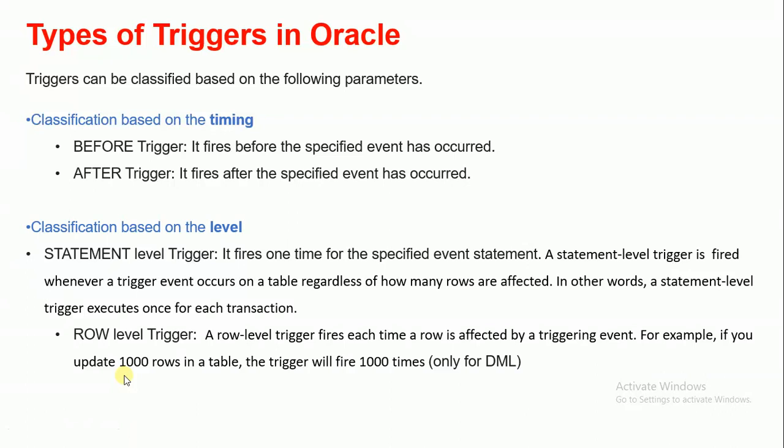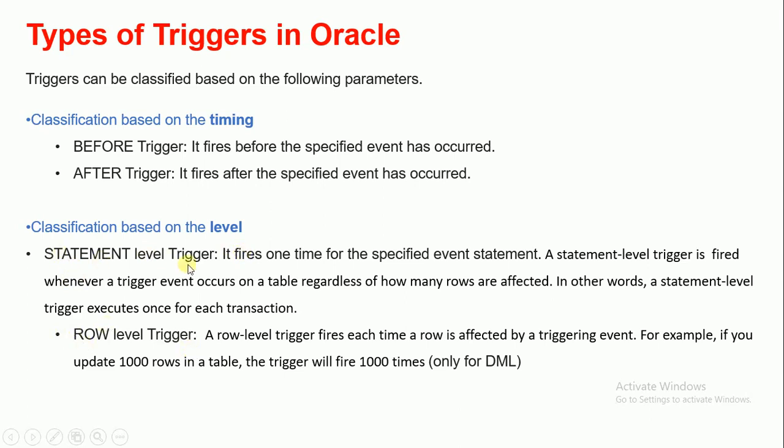So we will now discuss the types of triggers supported in SQL. Triggers are classified based on three parameters. The first is classification based on timing, that is before trigger and after trigger. Before trigger means the trigger has to execute before the event executes. After trigger means that after executing the event, the trigger is going to execute. And classification based on the level means statement level trigger and row level trigger.